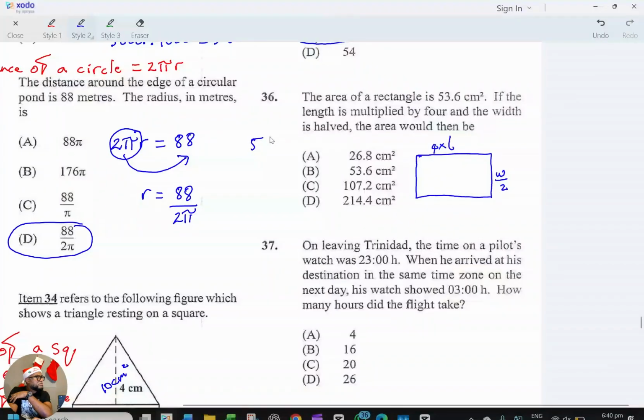53.6 multiplied by 2. How did I get 2? If I multiply by 4 and then divide by 2, it comes like I'm just multiplying by 2, right? The answer had to be C. I didn't even need to work that out. The answer is C. All right?